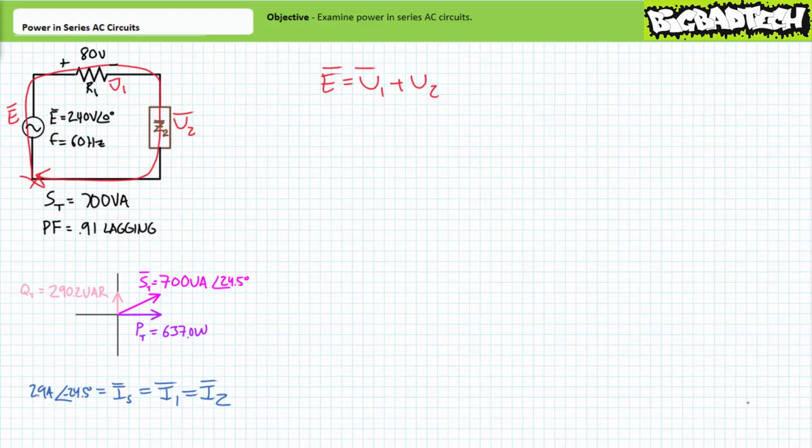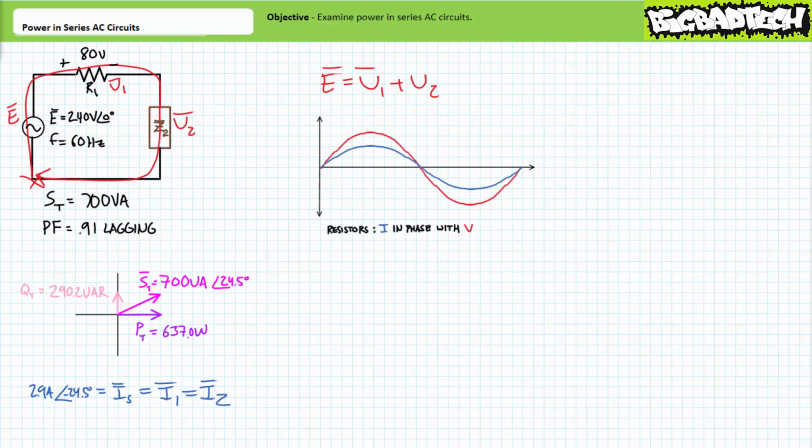A Kirchhoff's voltage law analysis of this series circuit suggests that the rise E equals the summation of the voltage drops, V1 plus V2. We know the voltage magnitude across our first impedance element is 80 volts. However, we don't know its phase shift with respect to source voltage. Or do we? Recall voltage across purely resistive elements is perfectly in phase with the current through it.